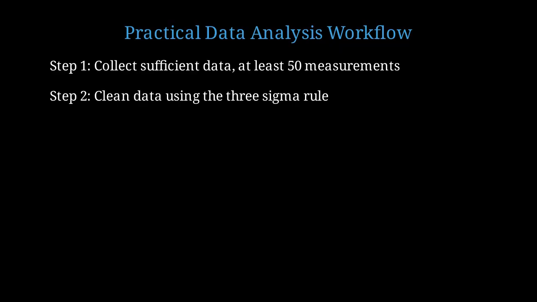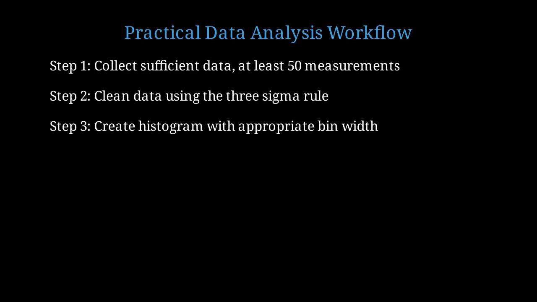Document every data point you remove and explain why. Never hide data that doesn't fit. Step 3. Make a histogram. Choose your bin width carefully. Too narrow and you see only noise. Too wide and you smear out the peaks. A good rule of thumb is the square root of your number of data points for the number of bins.